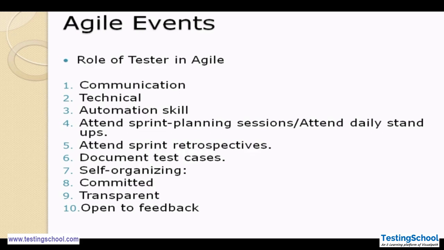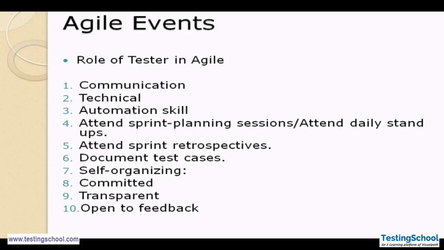Attend sprint retrospective meetings. So what is a retrospective? It is something done after the sprint is completed. In this meeting, it is discussed what is not going good in the cycle and what is good in that particular cycle. So it says what went wrong and what is good in the current cycle. So it is the retrospection of the sprint. Then document test cases. So it is the tester's responsibility to document the test cases.